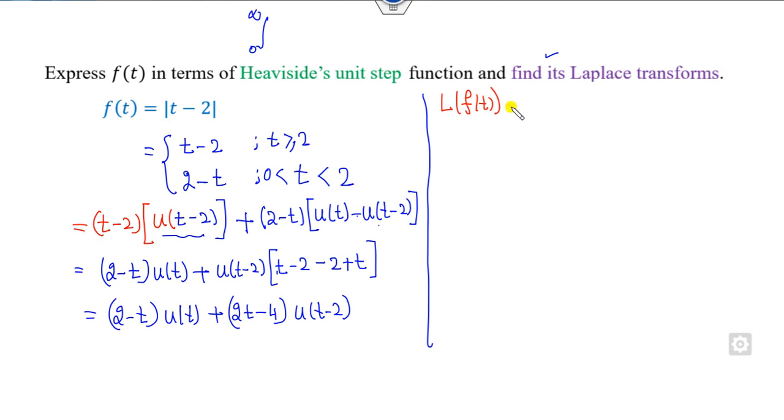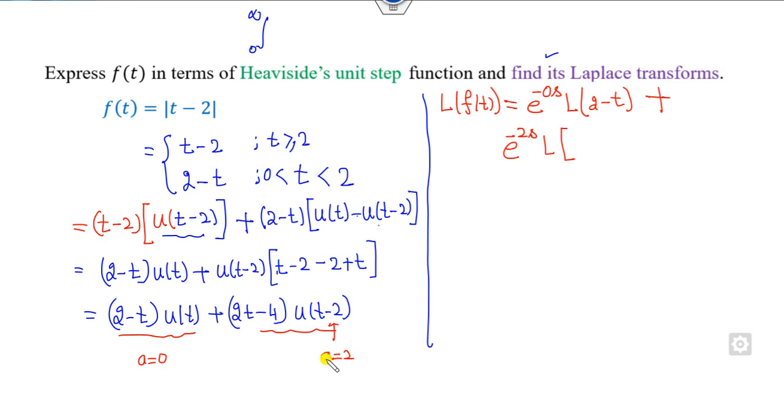What is the Laplace of f of t? So what is the Laplace of this? In this case, a will be 0. So e raised to power minus 0s Laplace of 2 minus t plus, what is that? In this case, you can see a will be 2. So e raised to power minus 2s Laplace of, I can replace small t with t plus 2. So that means 2 times t plus 2 minus 4. Fine. E raised to power 0 is 1.